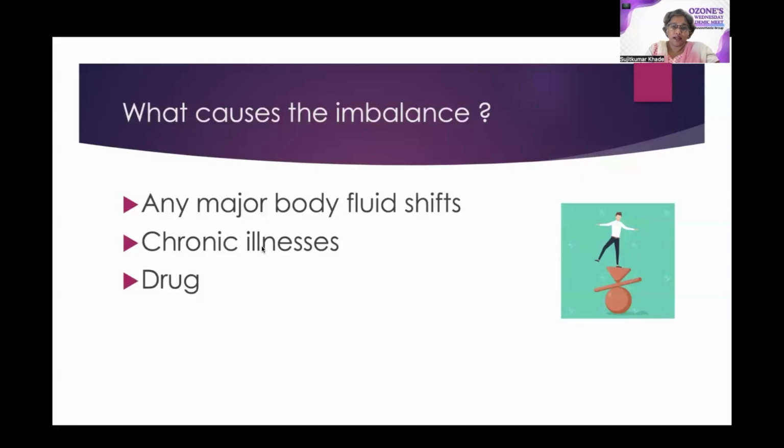What causes the imbalance? Any major fluid shift causes the imbalance, like dehydration, GI disturbances like vomiting and diarrhea, or burns. Chronic illnesses like kidney failure, chronic alcoholism, and some drugs like diuretics, antibiotics, or corticosteroids, which cause sodium retention and potassium loss. These all cause the imbalance.